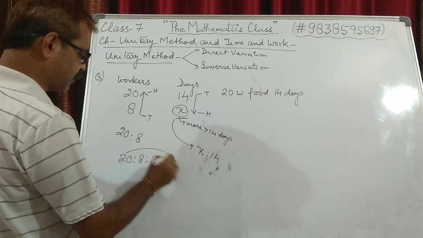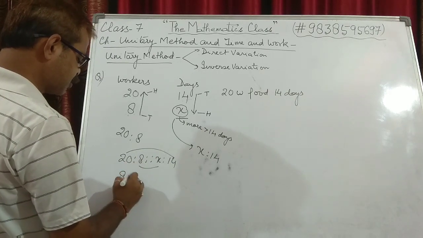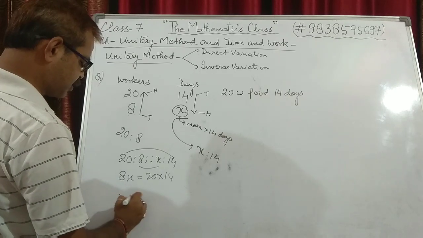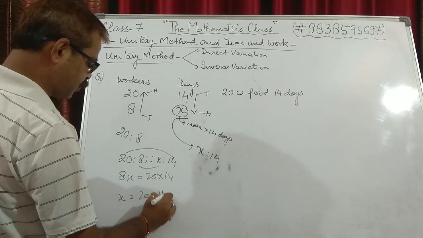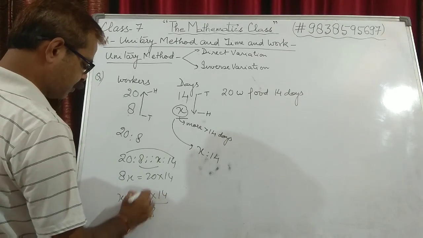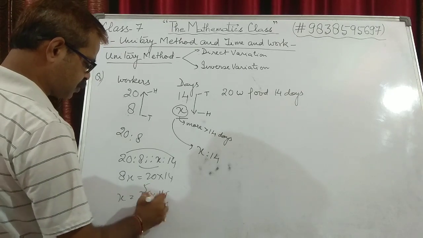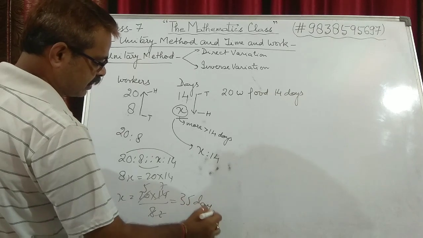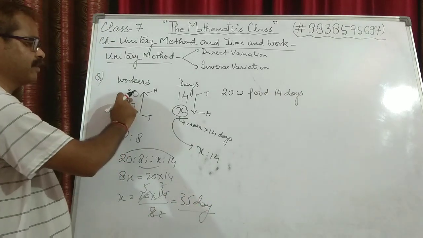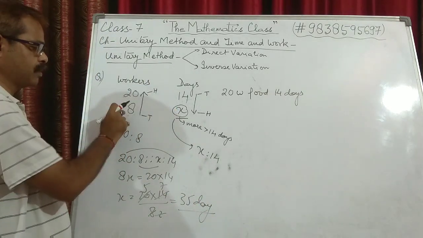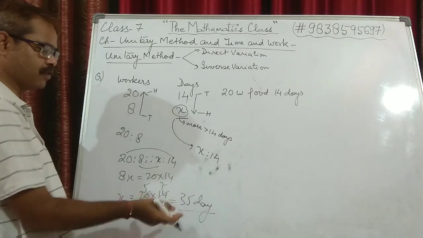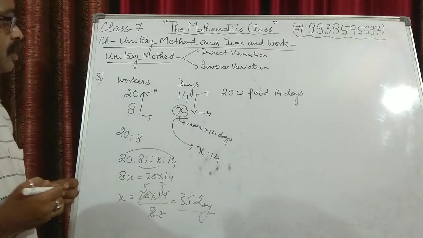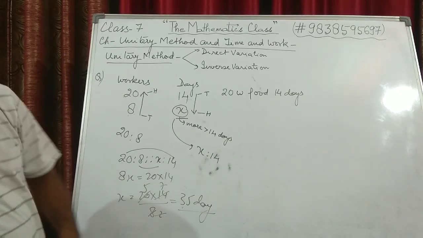So we know the product of extremes is equal to the product of means. So 8 times x is equal to 20 into 14. So x is equal to 20 into 14 upon 8. 4 5s are 20, 4 2s are 8, 2 7s are 14, and that is 35 days. And you know that if food for 20 workers lasts for 14 days, then obviously for 8 workers it will last for more days. And here you can see the value coming 35 days. So that is what is known as inverse variation.